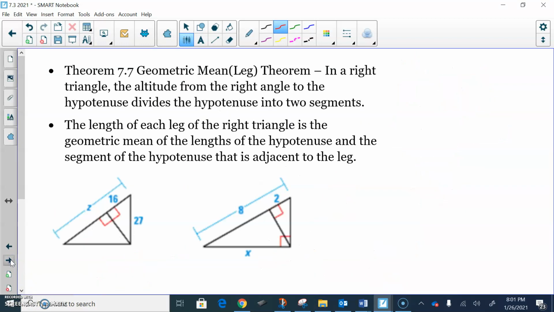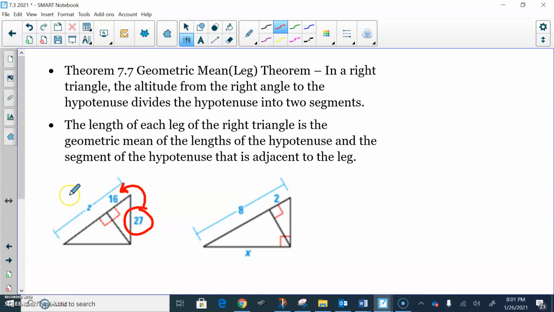Okay, here it is, another geometric mean. It says in a right triangle, the altitude from the right angle to the hypotenuse divides the hypotenuse into two segments. We know that. It says the length of each leg of the right triangle is the geometric mean of the lengths of the hypotenuse and the segment of the hypotenuse that is adjacent to the leg. So I call this one the around the corner rule. The length of the leg, that's right here, is the geometric mean. That's the middle of our snowman. That's the one we repeat, of the two other parts, the hypotenuse and the segment of the hypotenuse that is adjacent to the leg. That means around the corner.